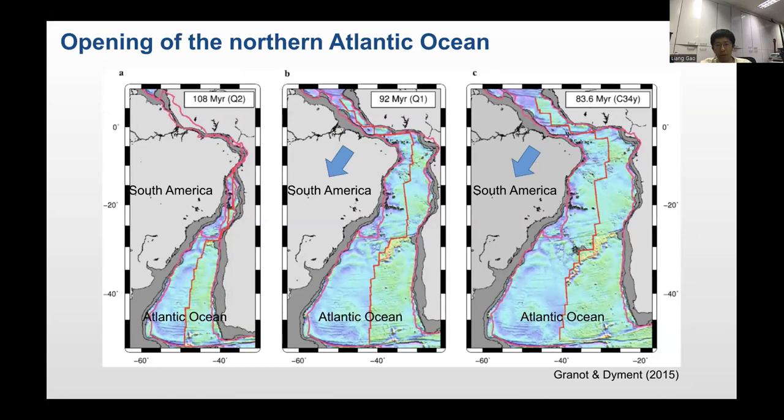What caused the clockwise rotation of the Antarctic Peninsula? We propose that the opening of the North Atlantic Ocean has let South America drift southward and compressed the North Antarctic Peninsula, and also the South Patagonian Andes, and caused the anti-clockwise rotation of the South Patagonian Andes and the clockwise rotation of the North Antarctic Peninsula.